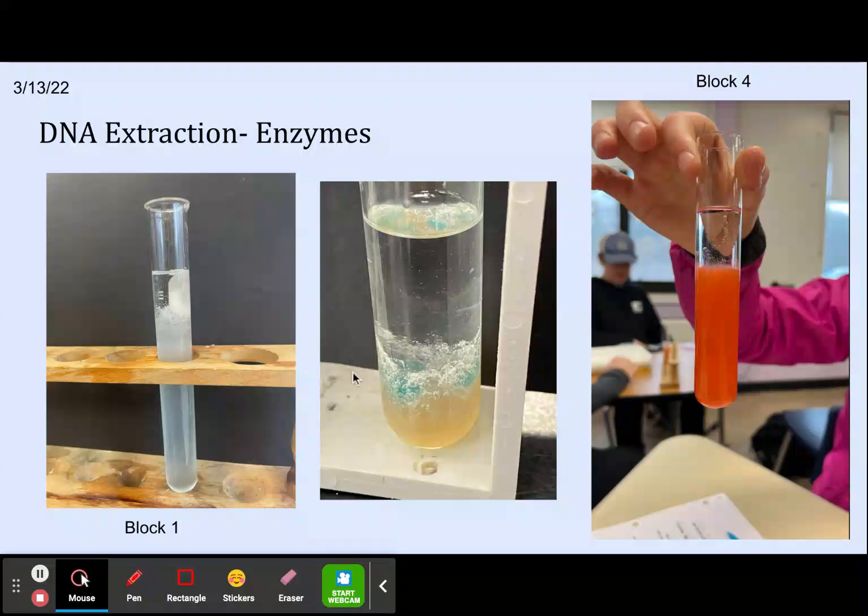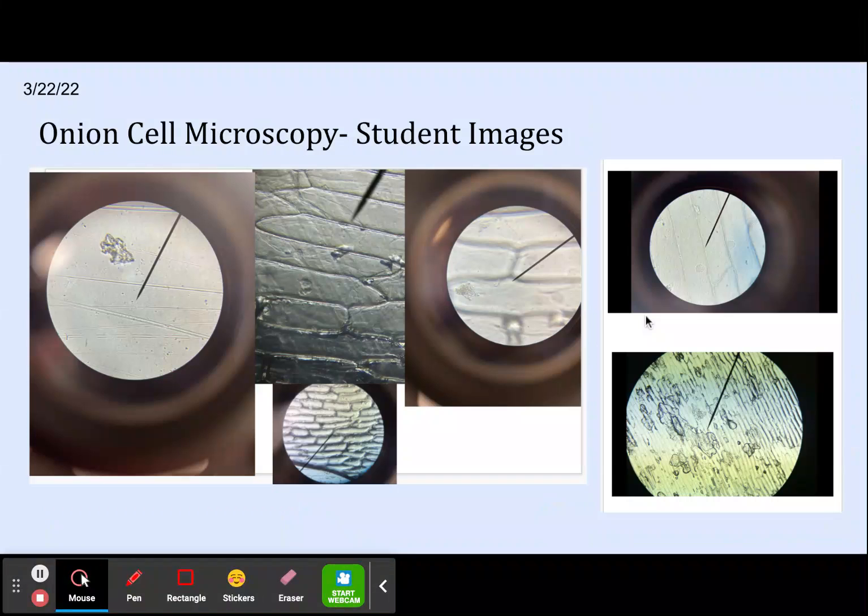This was another experiment, a DNA extraction with enzymes, which was my favorite subject. Basically, we would peel a bunch of fruit and extract their DNA and then put them into a test tube with an enzyme in order to create this layer you see here at the top, which was really fascinating.